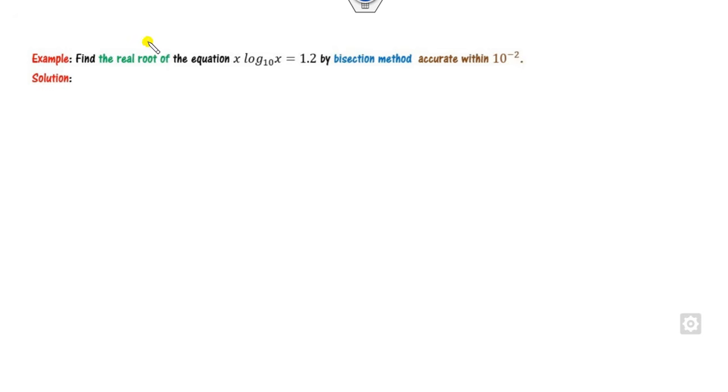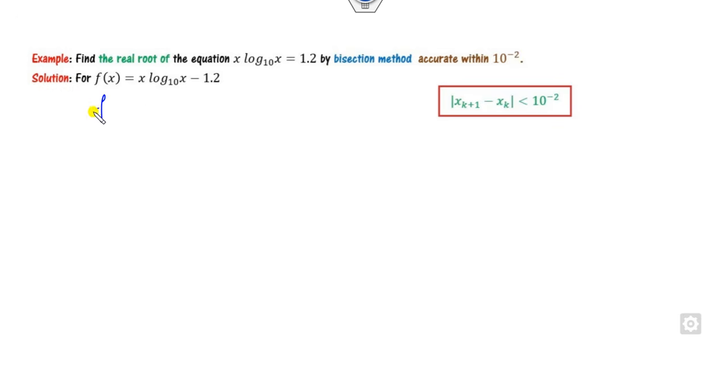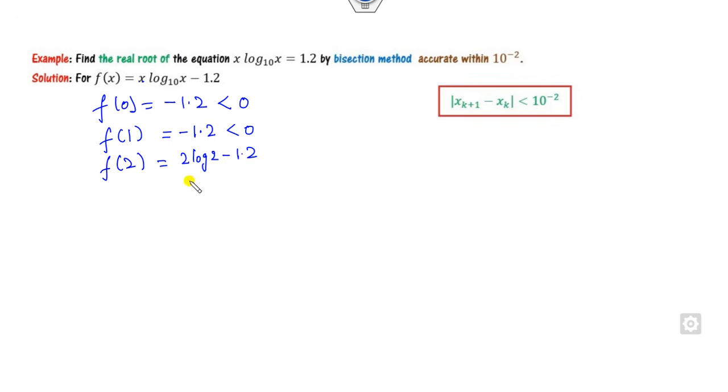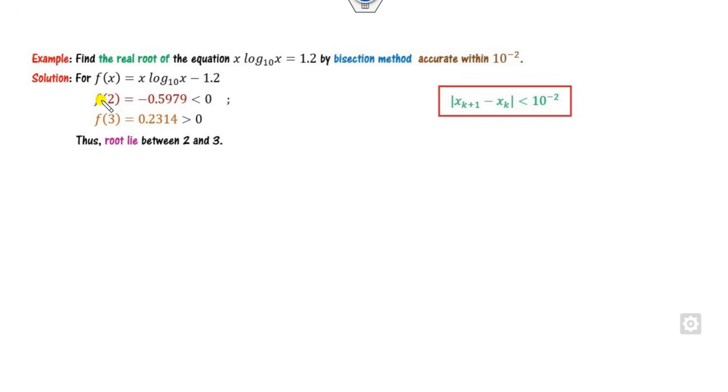Okay, look at this another one. Find the real root of this up to the accuracy here. Again we can see what is f of 0. Because it's 0, it's minus 1.2 which is less than 0. What is f of 1? It's 1. Log 1 is again 0. It is again negative. If you start with 2, it's 2 log of 2 minus 1.2. It is my positive number, because if you multiply them you can see here f of 2 is negative, f of 3 is positive. So you can see the root lies between 2 and 3.